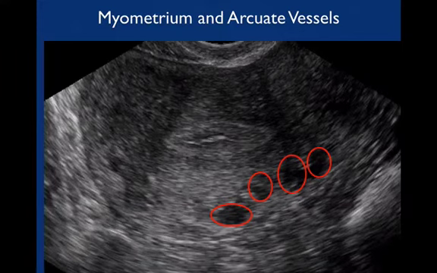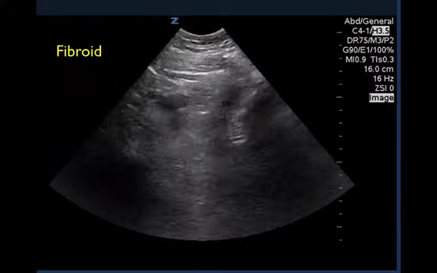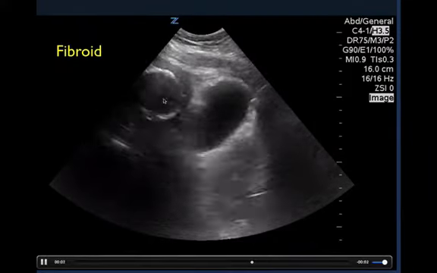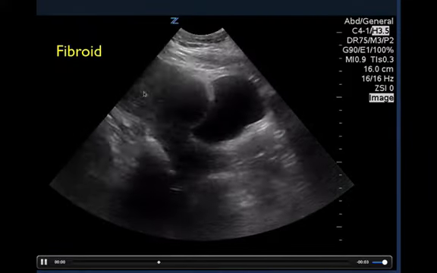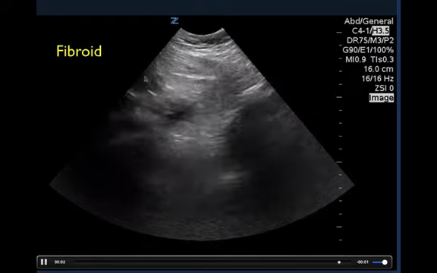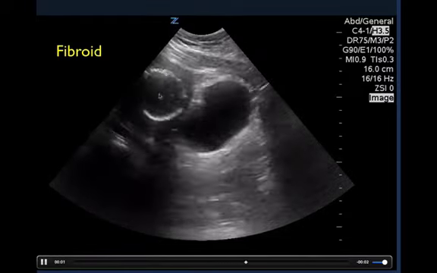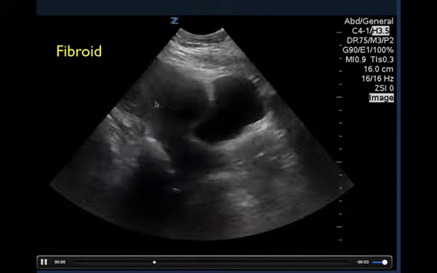This is where the myometrium is in the uterus, and the red outlines the arcuate vessels. The myometrium, again, should be uniformly, relatively hypoechoic. This is what an abnormal myometrium looks like, and here we see a calcified fibroid giving off shadow in the myometrium.